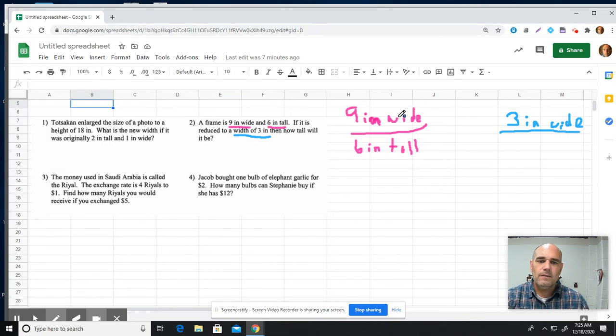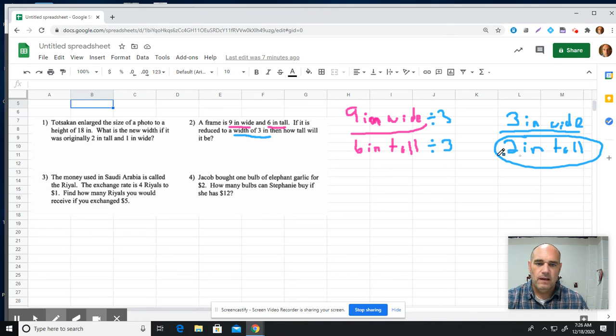Now that I've got this set up, we can just sit back and let the math tell us what to do. How do I go from 9 inches to 3 inches? Well, in this problem, I can divide by 3. If I divide the top by 3, I then have to divide the bottom by 3. 6 divided by 3 is 2, and my label down here is inches tall. So if my new picture is 3 inches wide, it's now going to be 2 inches tall. The key to this is putting the labels on, writing your work, and showing how you get somewhere, and that will tell you what math to do.